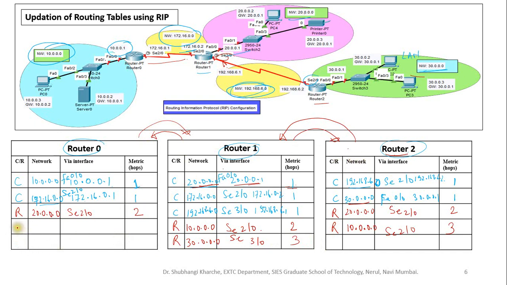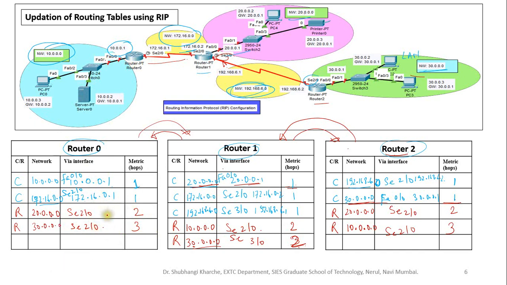So now router 0 understands that if router 1 can reach this 30 dot network, it is reachable with a hop count of 2, because router 2 can reach the 30 dot network with a hop count of 1. So 1 plus 1 becomes 2. Router 0 understands that if router 1 can reach the 30 dot network via a hop count of 2, it can reach this 30 dot network with a hop count of 3, and this network is reachable from router 0 via the serial interface 2/0.